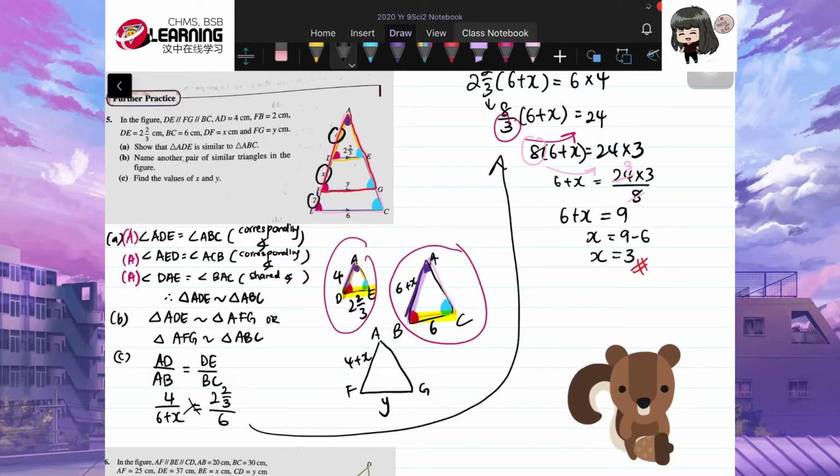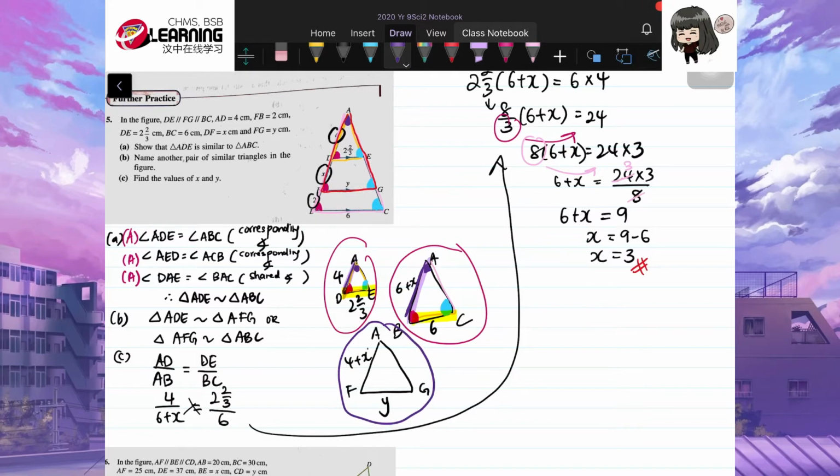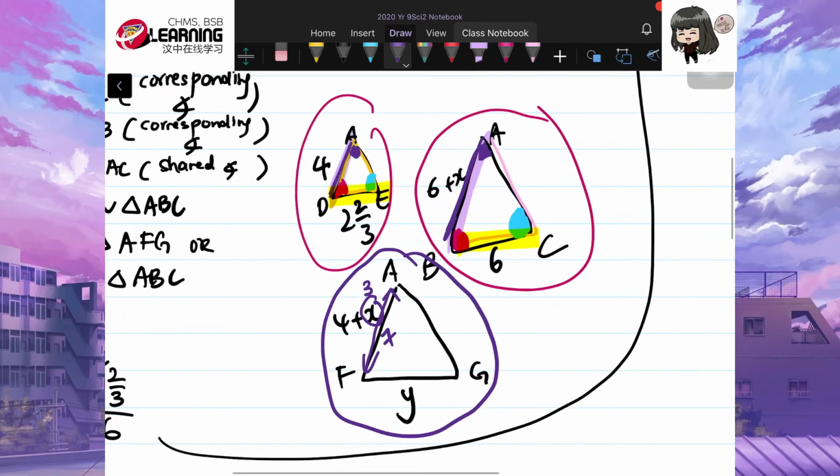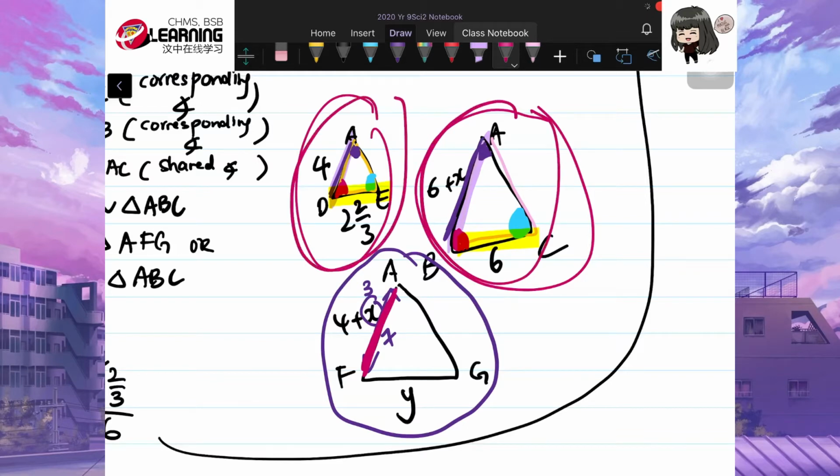Since x here is 3, we are using the other pair of triangles. In this triangle over here, since our x is 3, AF is 7. A to F is 7. So now I can compare AF, which is 7. I can choose this triangle or the other triangle. Let's say I choose this one. Since my x is 3, I figure this out as 6 plus 3, and it's 9. So AB is 9.